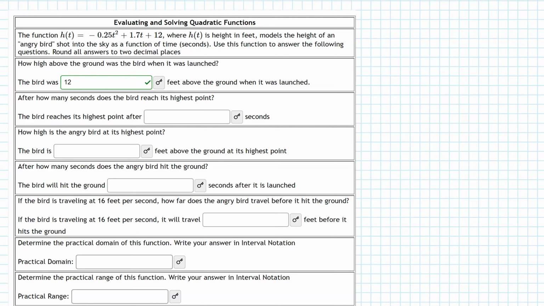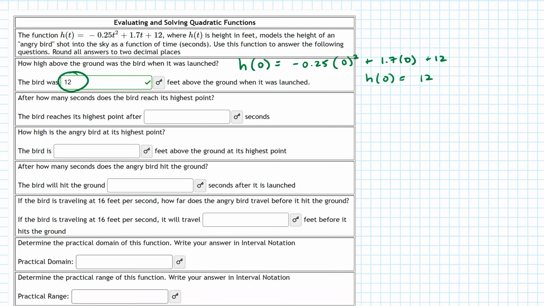So when it was initially launched, that has a time of 0. So that is the equivalent of asking us to evaluate h of 0. And so we get negative 0.25 times 0 squared plus 1.7 times 0 plus 12. And when you multiply something by 0, it becomes 0. So the first 2 terms are going to disappear, and we get that h of 0 is equal to 12. And so that's why the initial height of the bird was 12 feet above the ground.